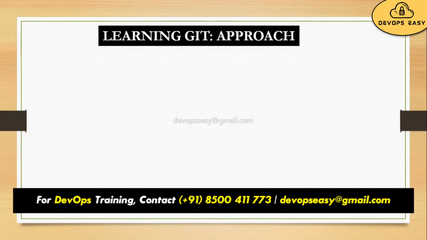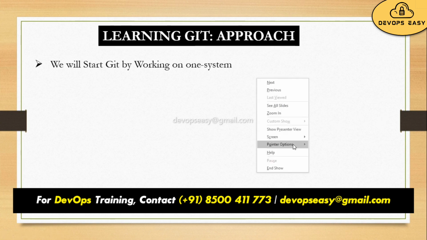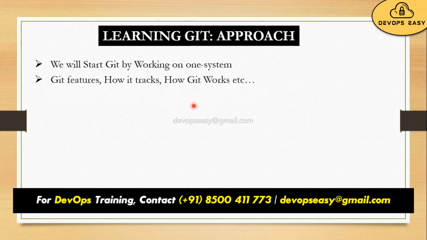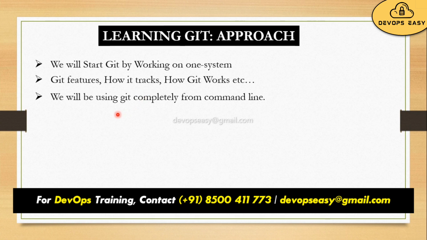So how to learn Git, and what is the approach? We will start Git by working on one system. I will show you how to work on Git on one system. Then we will slowly add one more system. And we are going to discuss what the Git features are, how it tracks, and how Git works.